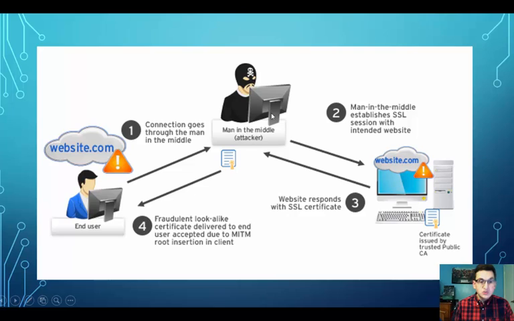Now this man-in-the-middle, which is us right now using the Kali machine, is able to establish the SSL session with the website, this website being Facebook.com, for instance. Now, the website is going to respond with an SSL certificate, which is exactly what we saw. It says that there's an SSL certificate, and we needed to accept it, so we went ahead and accepted it. Now, a fraudulent lookalike of the certificate was delivered to the end user. That wasn't the original certificate. It's not a certificate that you will see from Facebook.com. It's a fraudulent certificate that you will keep on seeing over and over again, due to the man in the middle being able to insert himself to the client directly.